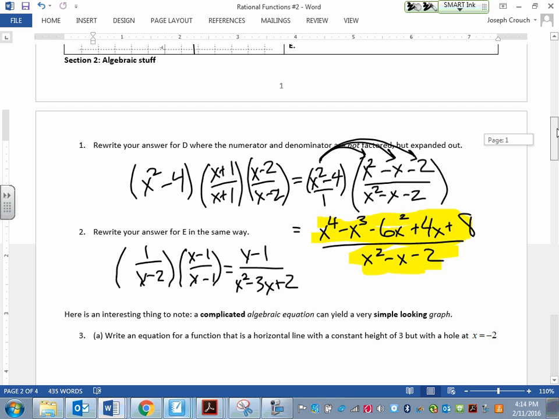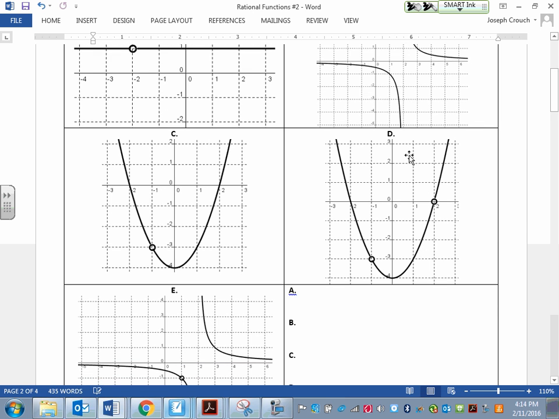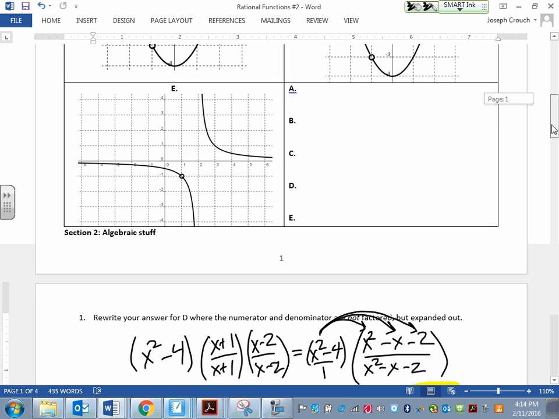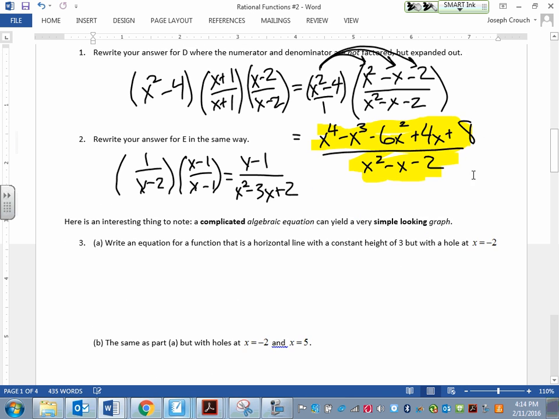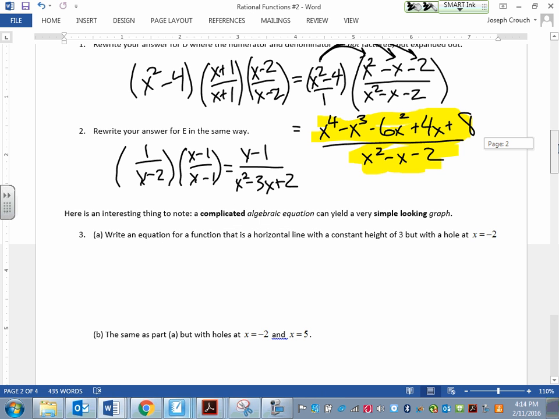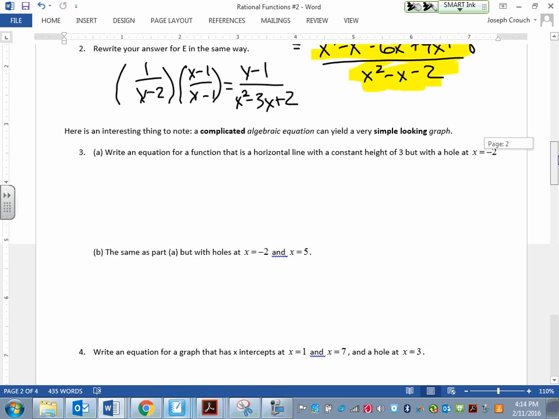That was graph D. Look back here at graph D. A parabola with a couple holes on it. And you came up with that equation just by knowing how to build it from a parabola, the x squared minus 4, and add the holes in here with these two factors. So what I'm really trying to show you here is that a super complicated algebraic expression, like the one that is highlighted above, can yield a very simple looking graph. All right, so let's move on.